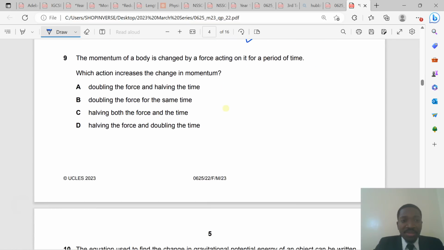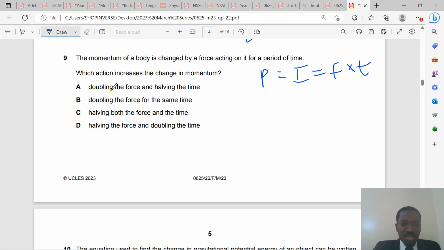Question 9. The momentum of a body is changed by a force acting on it for a period of time. Which action increases the change in momentum? Option A, doubling the force and halving the time. Do not forget that the change in momentum is the same thing as the impulse applied, which is force times time. Impulse is force times time.